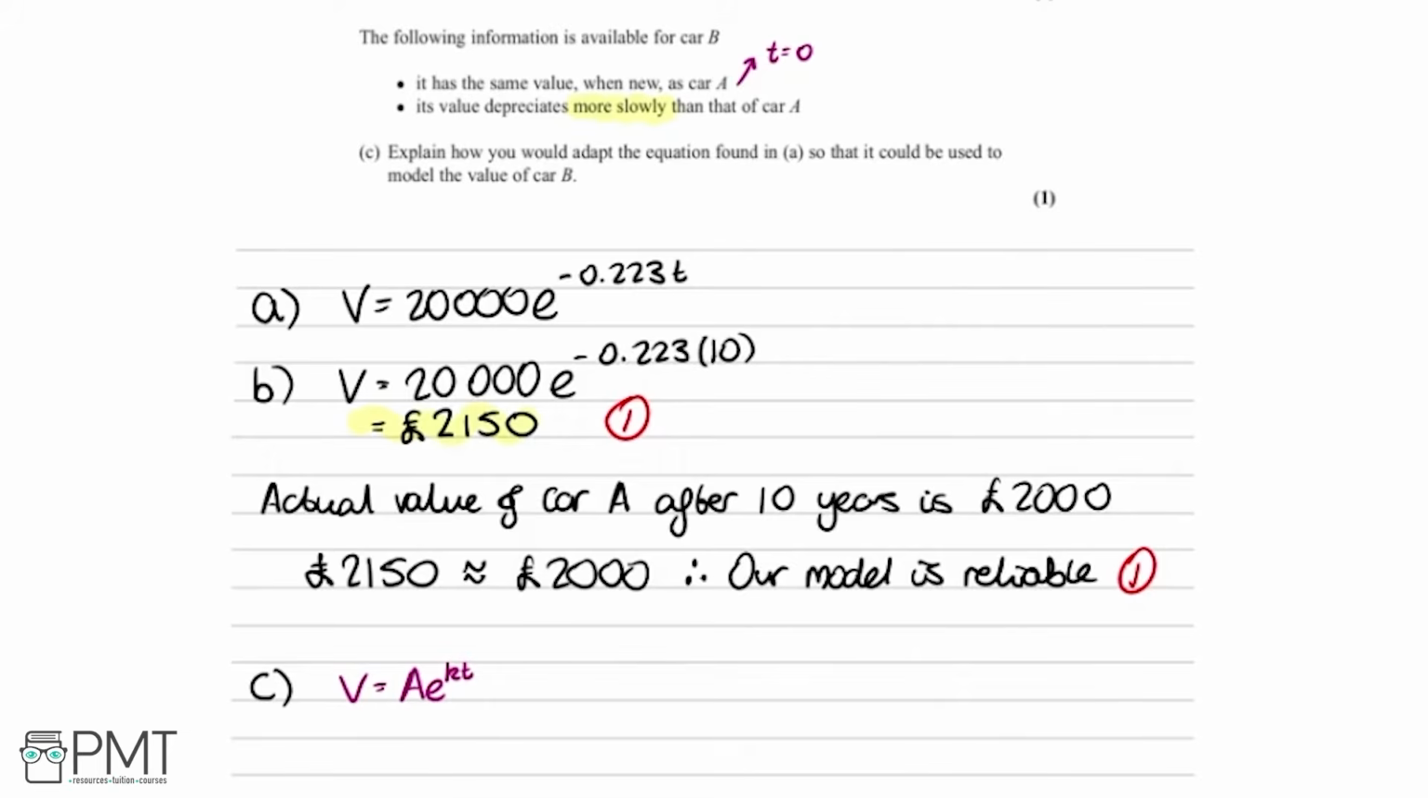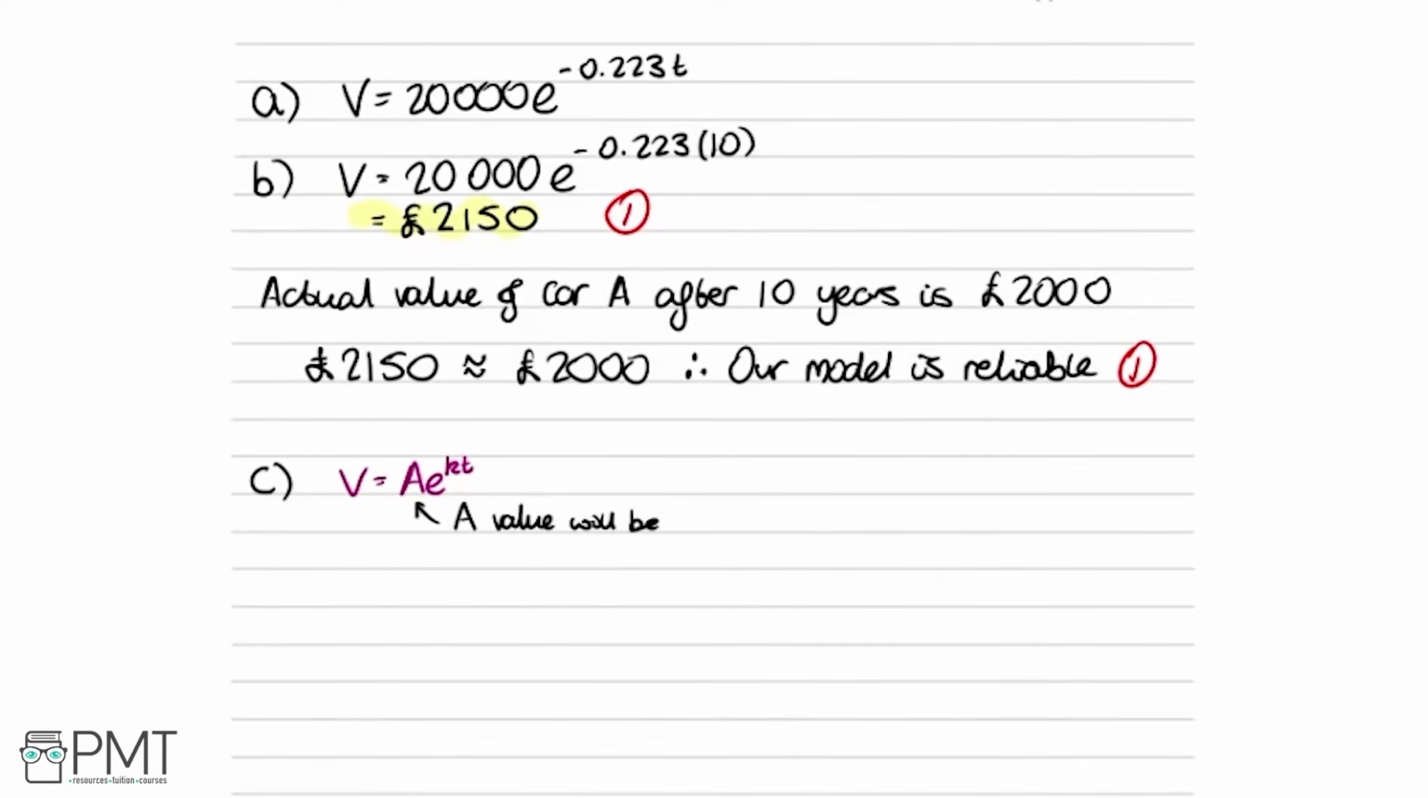Now the key bit of information that we've been given in the question is that car A and B both have the same value when they're new, so when t equals 0. That means we know for the model for both car A and B, it will have the same a value here, so it will be 20,000. So the only other thing that we can adjust is the k value. So formally writing this down, we say that the a value will be the same for car B, since car A and B have the same value when new. So we're going to adapt the equation by changing the value of k.